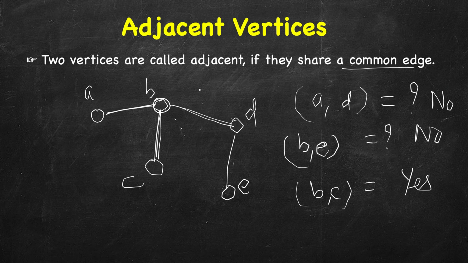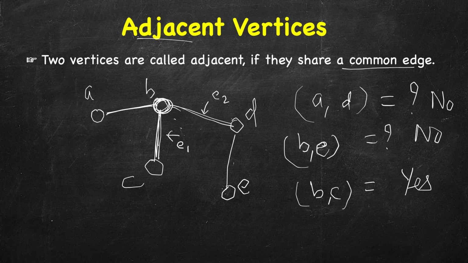Similarly, there is a notion of adjacent edges also. Edges are adjacent if they share a common vertex. For example, this edge, let's call it E1, and let's call this edge E2. These are adjacent because they share a common vertex B. But that notion is not used as much as adjacent vertices. So for now we will be focused on adjacent vertices.